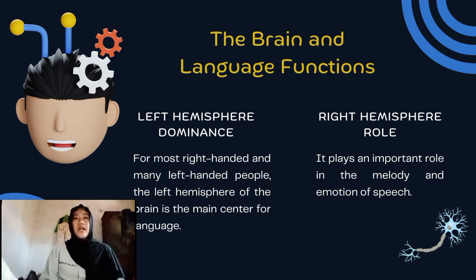The second is the right hemisphere's role. The right hemisphere does not usually handle grammar, but it plays an important role in the melody and emotion of speech. It helps us understand tone of voice, jokes, metaphors, and context. For example, if someone says, "Wow, that's just great," sarcastically, the right hemisphere helps you understand that they don't actually mean it is great.